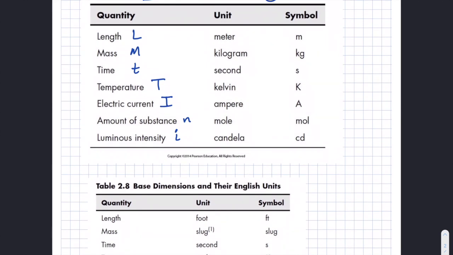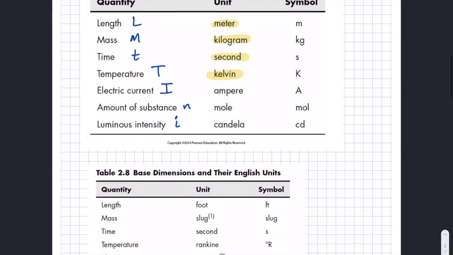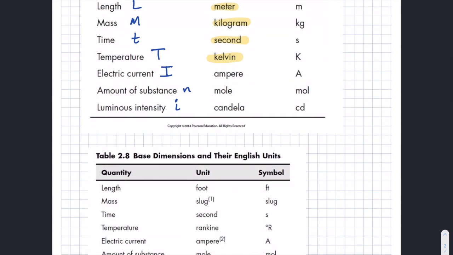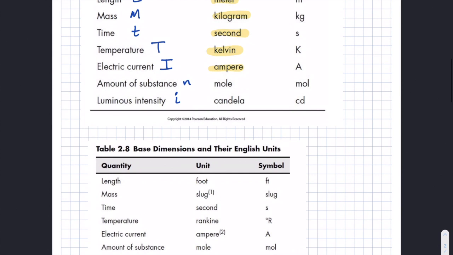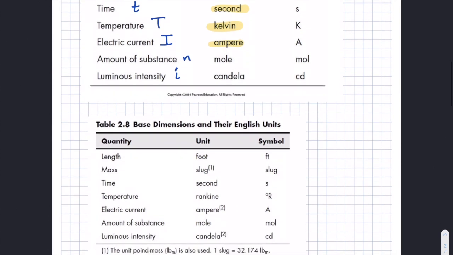Okay, so the ones we will use the most will be the meter, the kilogram, second, Kelvin. Sometimes, most of the time, we'll use Celsius, but it turns out the degree size is the same for that. We'll get to that when we get to temperature examples in the course. All right. When we get to the electrical unit, we'll talk about amps, and we don't really use a lot with moles and candela. All right.